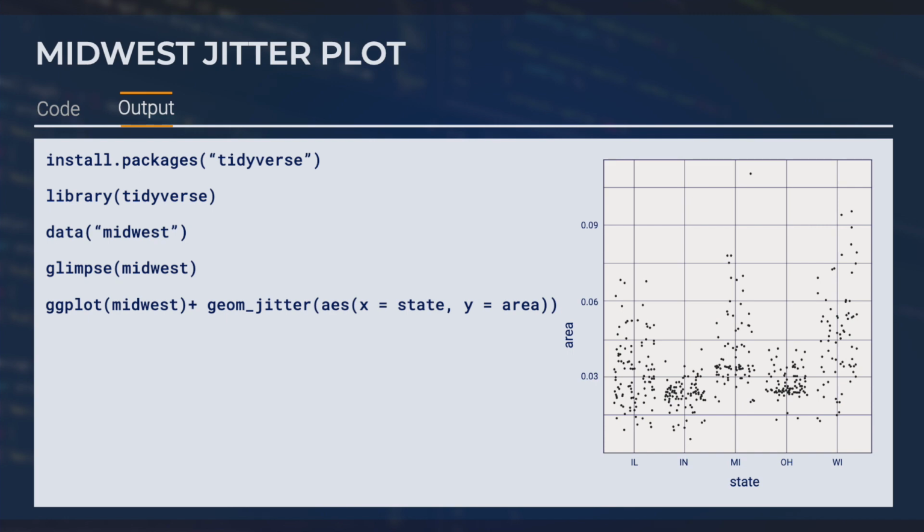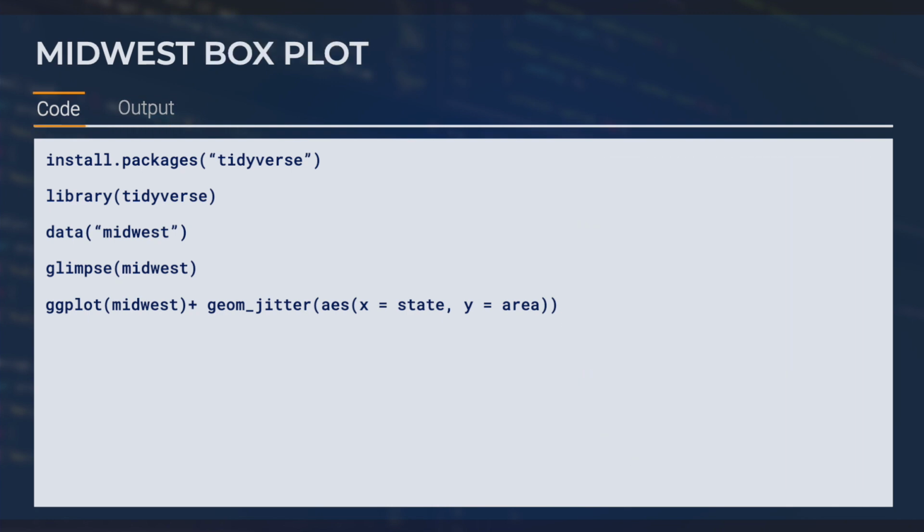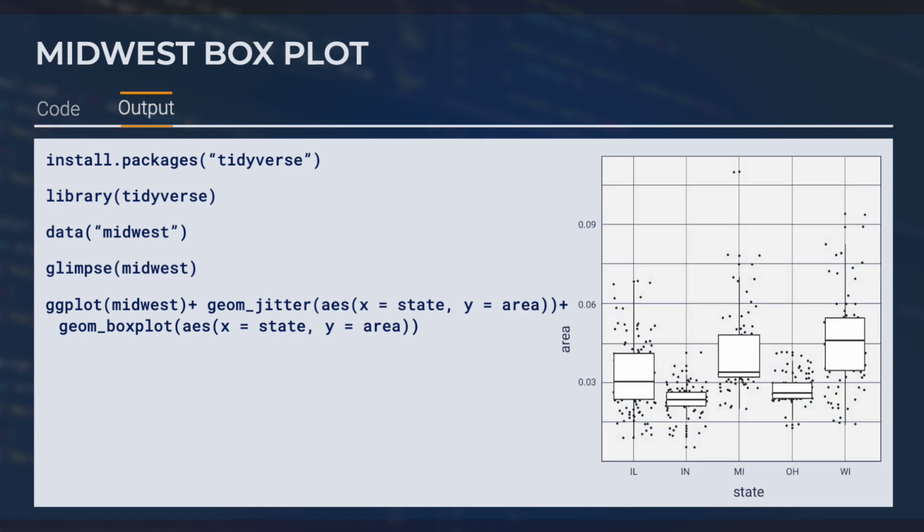I want to add something to this graph to help us visualize the distributions more easily. How about a box plot? Let's go ahead and add the box plot geom to our code. To add a second geom to our graph, we simply use the plus symbol and type in our second geom. So now our graph looks familiar, but with a new element. Now we have box plots overlaid on our geom_jitter plot that help us visualize the distribution of county areas for each state.